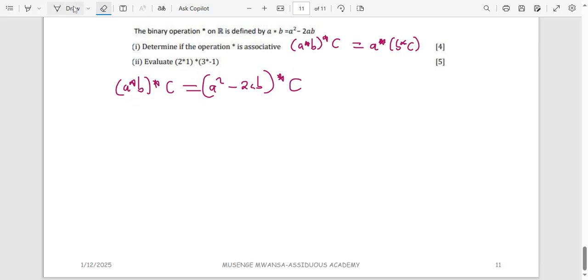So the first term will come back to the operation here. If you have got the first term star the second term, you get the first term, you square it. Now in this case, the first term is a squared minus 2ab. So we're going to get a squared minus 2ab. This is our first term. Remember, we're supposed to square the first term. So get this term, you square it.